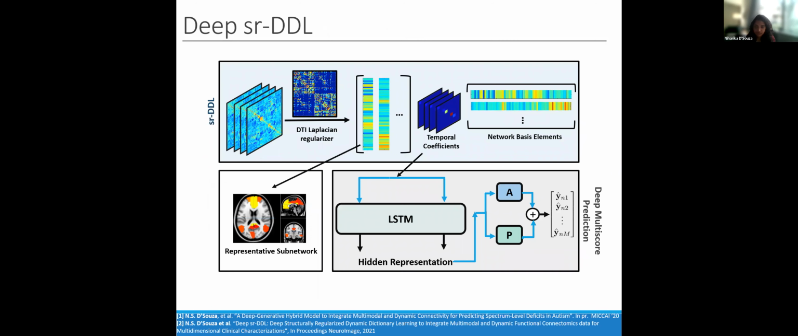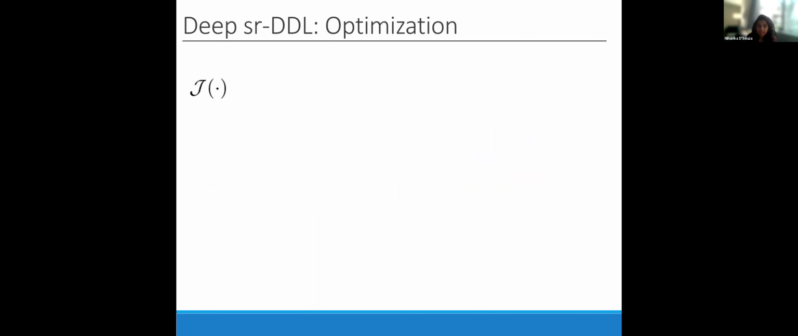These are the components that form our deep SRDDL model, and this work was first presented in MICCAI last year. An extended version appeared this year in NeuroImage. Let's mathematically formalize this setup.